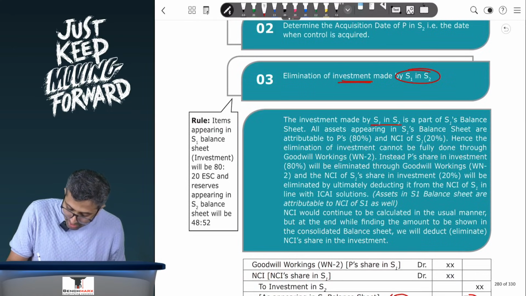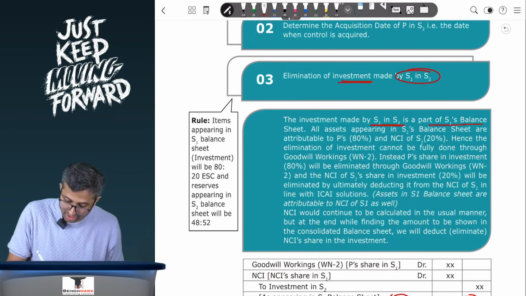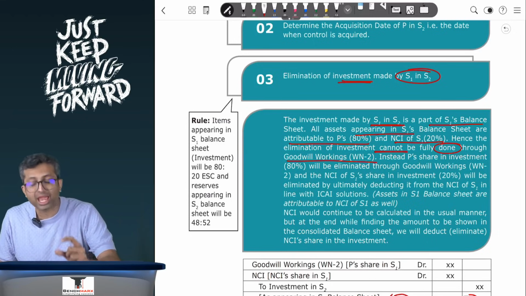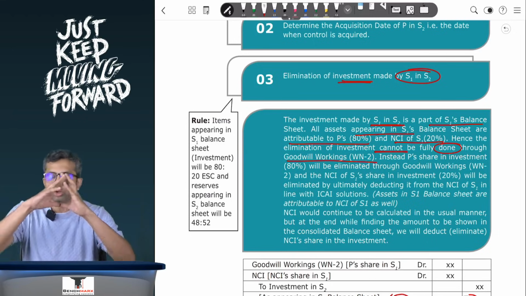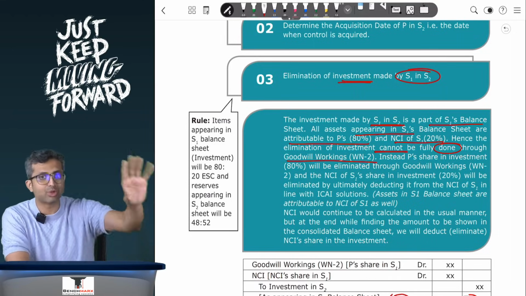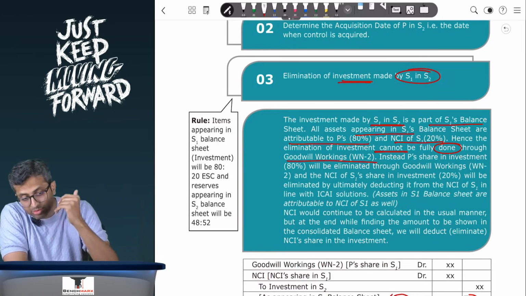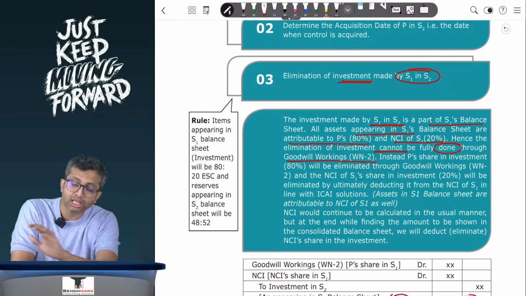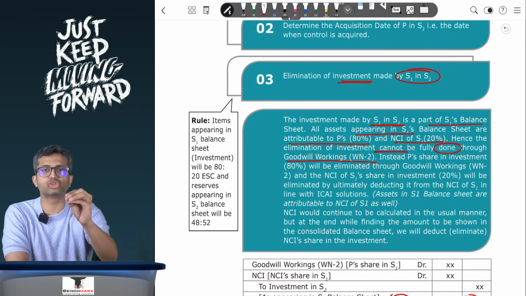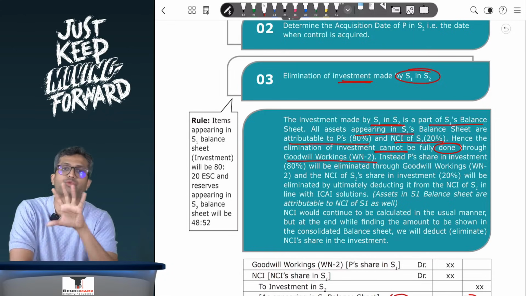The investment made by S1 in S2 is a part of S1's balance sheet. All assets appearing in S1's balance sheet are attributable to P 80, NCI 20. Hence, elimination of investment cannot be fully done through the goodwill workings because it is in S1's balance sheet. Till now, all concepts and adjustments had investments appearing in P's balance sheet only. Now the investment is in S1's balance sheet, and once you eliminate it, you'll have to give it in the ratio of P and NCI for S1.